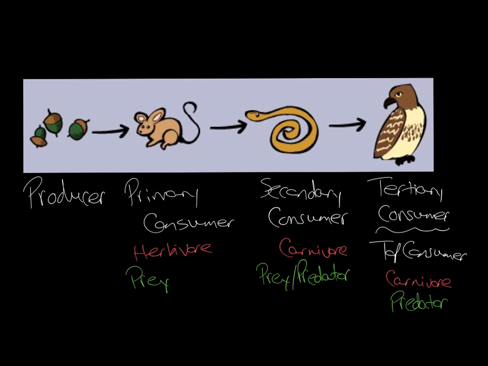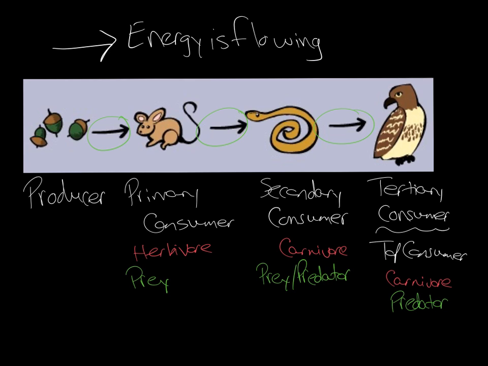So let's review really fast what we know about these arrows. Remember, when you have an arrow, it points in the direction that the energy is flowing. So that means that the producer gives energy to the primary consumer, and the primary consumer receives it from the producer. The primary consumer gives energy to the secondary consumer, and the secondary consumer gives energy to the tertiary consumer.